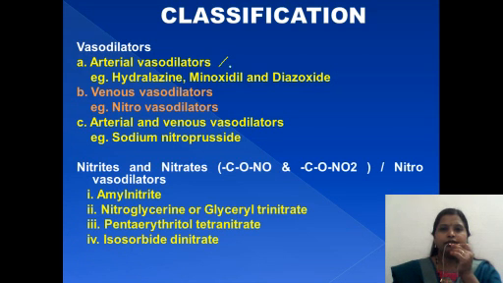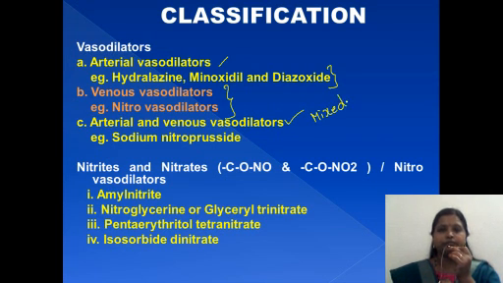Under arterial vasodilators, we have drugs like hydralazine, minoxidil and diazoxide. Under venous vasodilators, which we are going to discuss in detail about their mechanism of action, these are nitrovasodilators. Under arterial and venous vasodilators, which are also called mixed vasodilators, sodium nitroprusside is the drug. Many of these vasodilators are also used as antihypertensives.